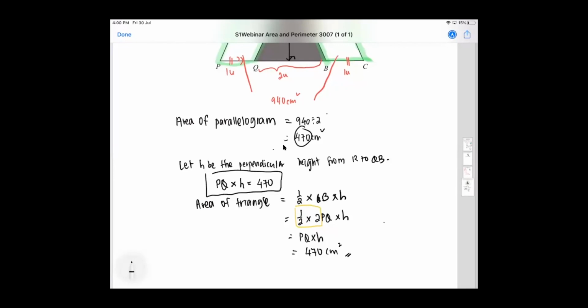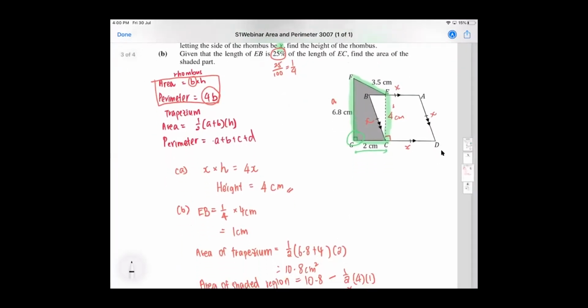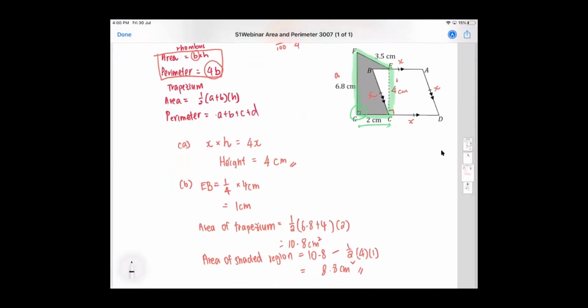I don't quite understand the area of trapezium. Who is this? Jessica, right? Jessica says, I don't quite understand the area of trapezium. Is it the previous question? The previous question is area of trapezium. This one. Which part? Jessica, which part?